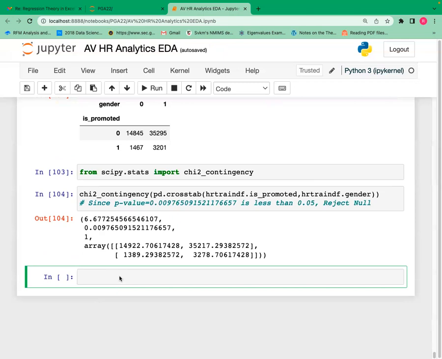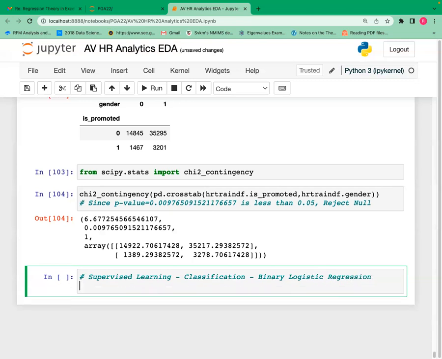Now, let us get into the second type of our supervised learning. Within supervised learning, yesterday we studied the regression algorithm, multiple linear regression. Today we will study the fundamental classification algorithm called binary logistic regression.